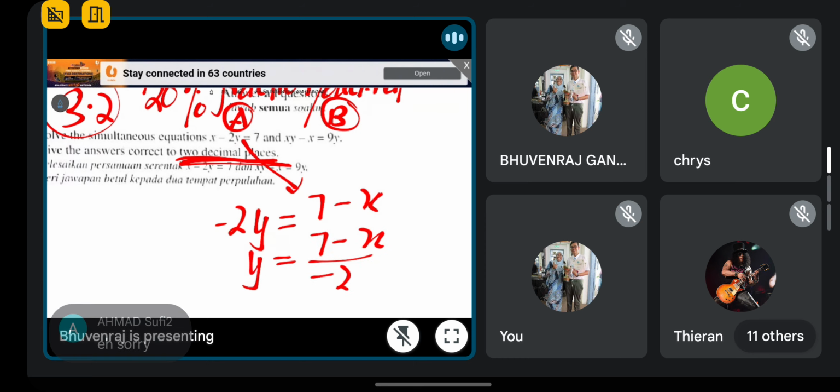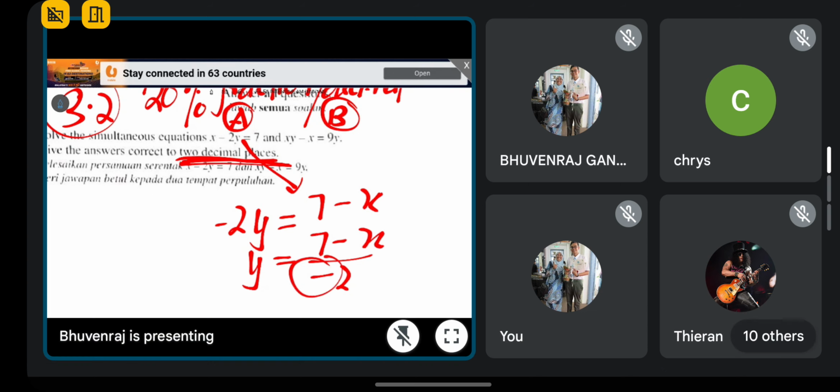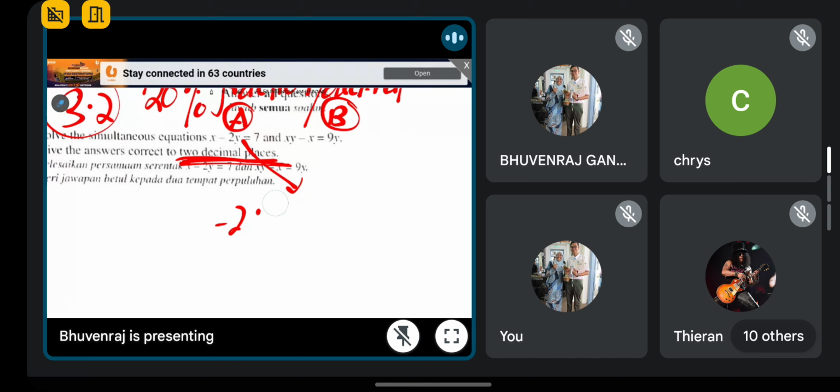Selalunya kita nak elakkan pecahan dalam bab ni. Usually tak salah, not wrong guys, but usually we avoid fractions because chances untuk mistake tu meningkat bila ada pecahan. There is a higher chance for you to make a mistake because of the negative too. So if you do slightly wrong, jawapan kamu akan salah terus. So this is the risk in this chapter. Easy to gain marks, easy to lose marks. This is the kind of chapter.